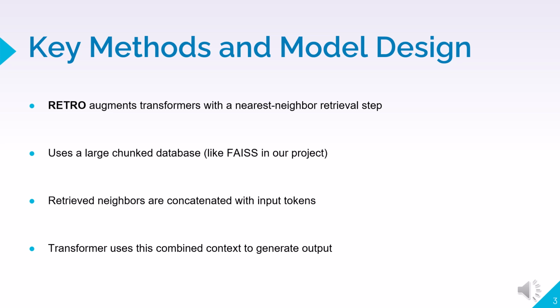Here's how Retro works. Instead of relying on the internal model weights, it adds a nearest neighbor retrieval step. A huge database of token chunks is indexed using embeddings, kind of like how we use FAISS in our project. When the model receives input, it retrieves the top relevant chunks and combines them with the input tokens. The enriched context is then fed into the transformer, helping it generate more informed responses.